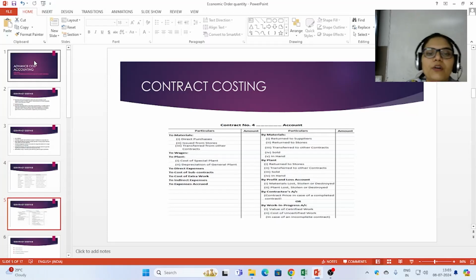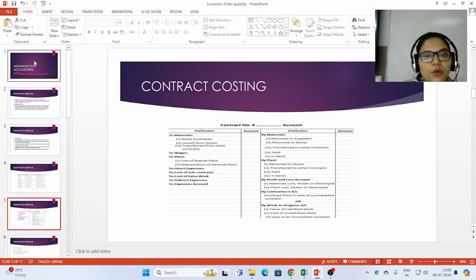This is a format of contract account where debit side materials are given and the credit side again materials are mentioned, but there is a difference in the nature of the material being shown at the debit side and material shown at the credit side. In case of debit side, you can see direct purchases, issued from stores, transfer from other accounts.